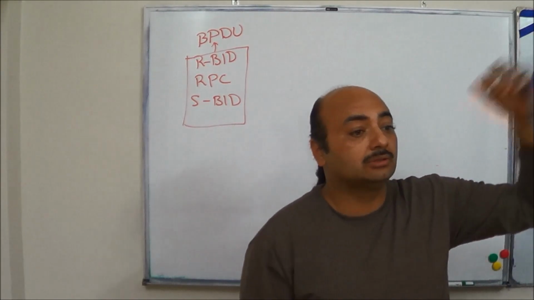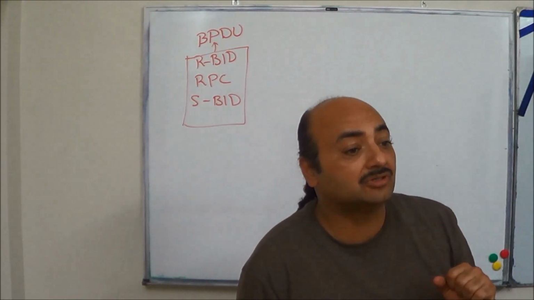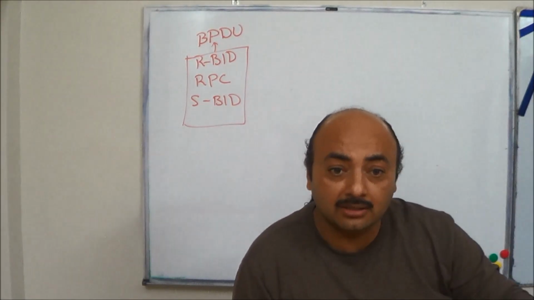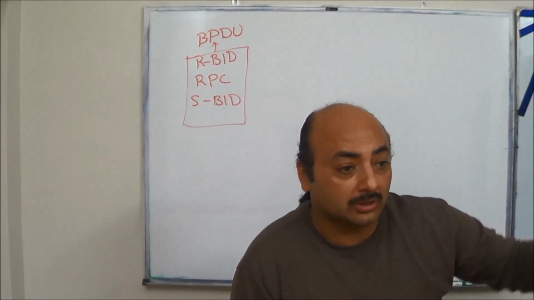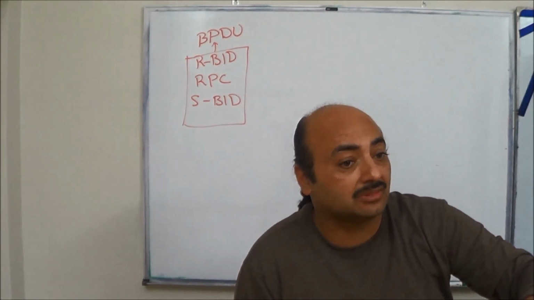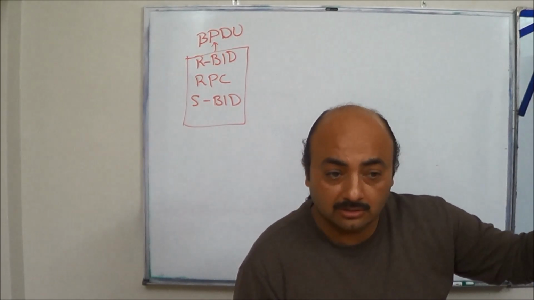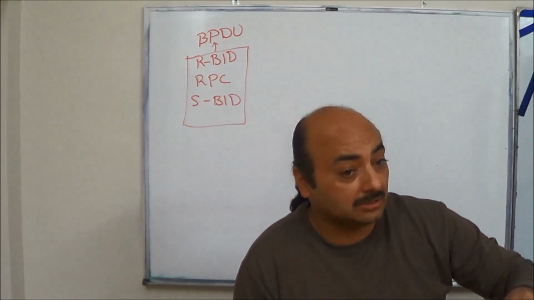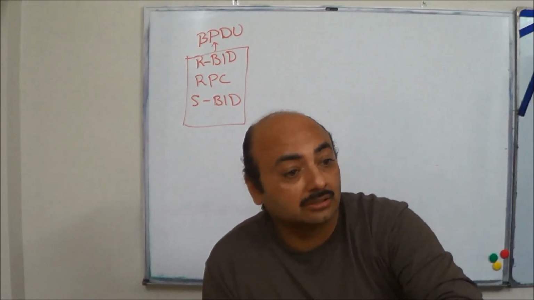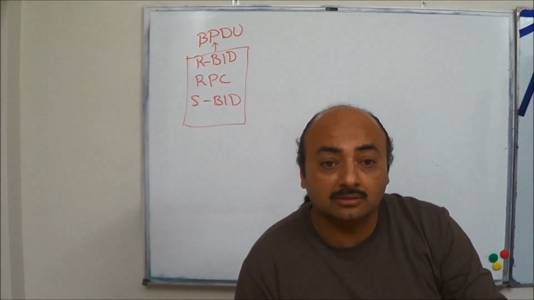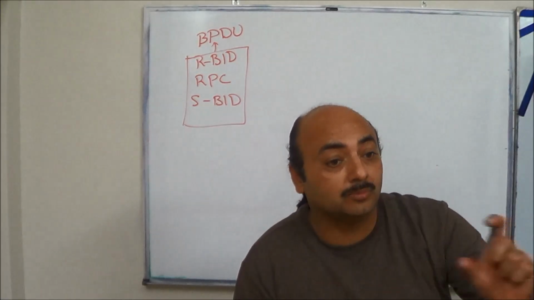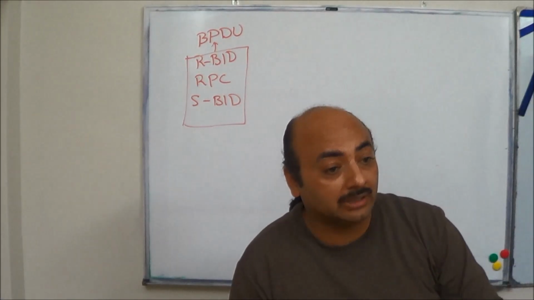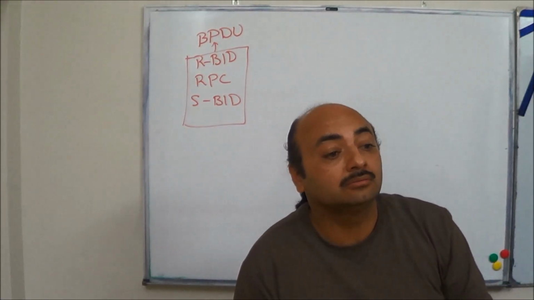The root bridge is 32768 plus A. RPC 0. Sender bridge ID 32768 plus A. Received by switch 2. What does it send downstream? Root bridge ID 32768 plus A, RPC 10, and the sender bridge ID 32768 plus B. Sent to switch 3. It receives it and sends downstream root bridge ID 32768 plus A, RPC 20, sender bridge ID 32768 plus C.